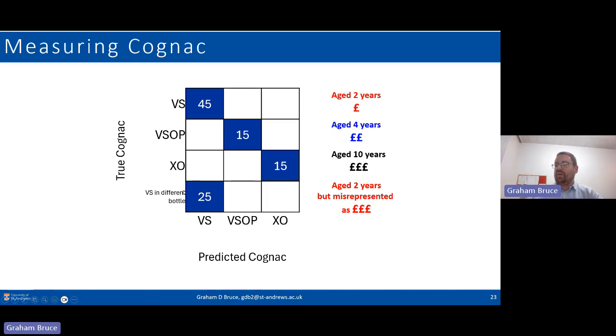In particular, one of the tests that we did to really prove that our method's able to look through the bottle and not be affected by the bottle was that we took some of the cheapest of the cognacs and we put them in more expensive bottles, and every time it's able to correctly identify what flavor or what quality of cognac was it that we were actually measuring.